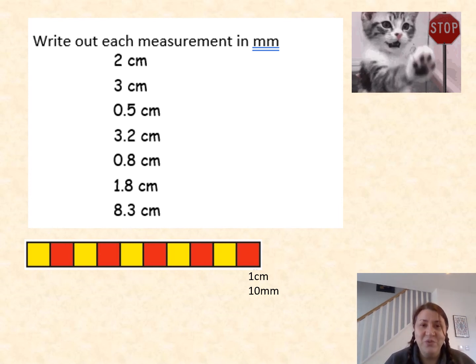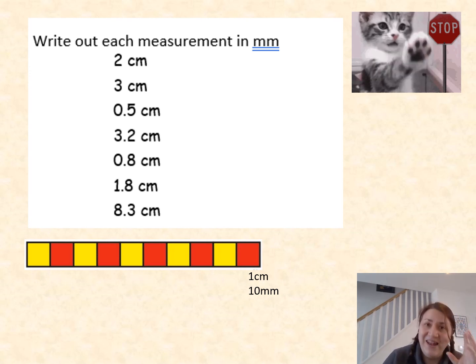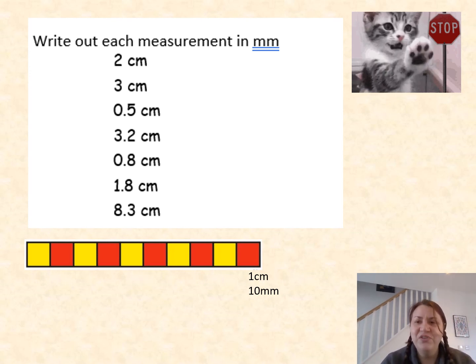Again, you've got some decimals here. In fact, you've got more decimals. So remember, all you need to do is multiply by 10 or move the digits 1 place to the left. Have a go at those and then unpause when you're done.